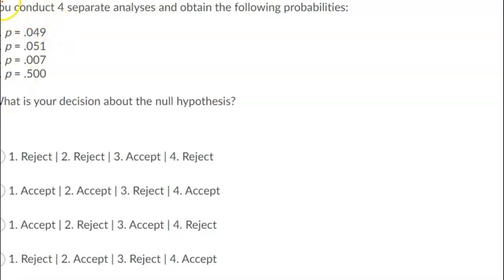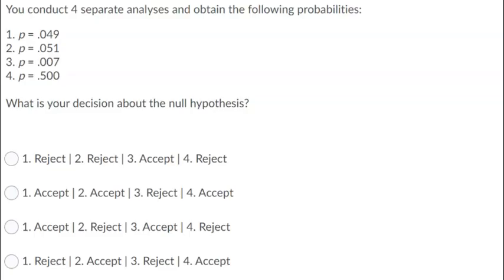Okay, and then let's see this quiz. You conduct 4 separate analyses and obtain the following probabilities. There is a very important rule: p should be equal to or less than 0.05. So the first one is 0.049. So we can reject the null hypothesis because that is less than 0.05. So you will put reject. The first one or the last one will be the answer.